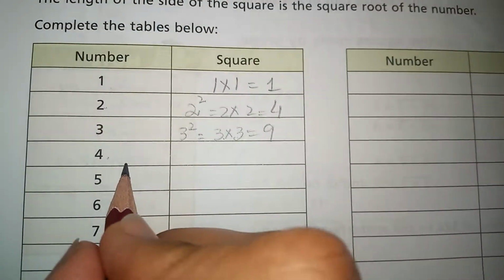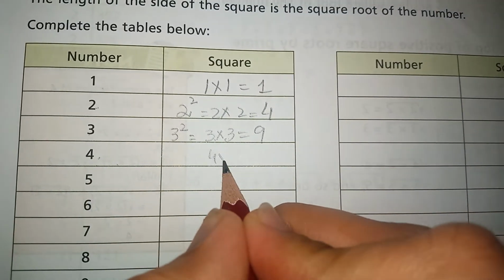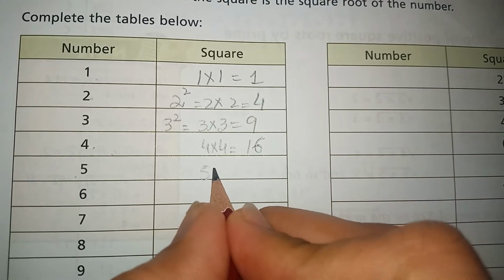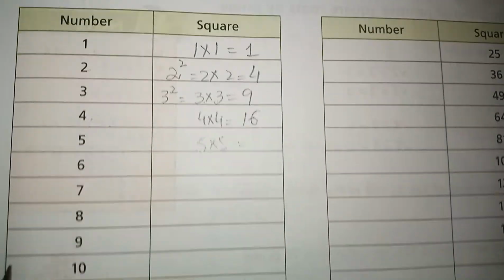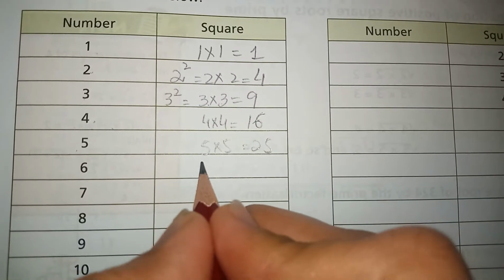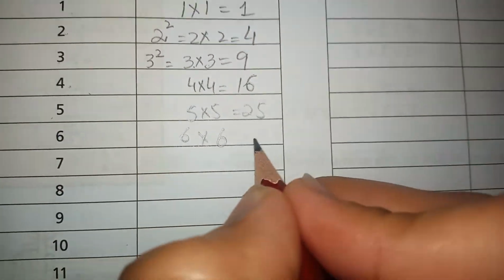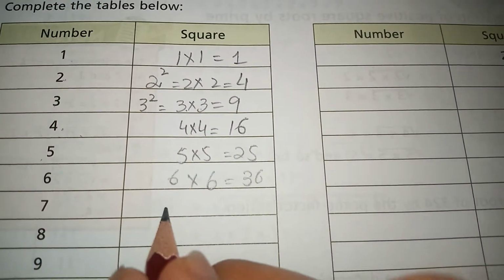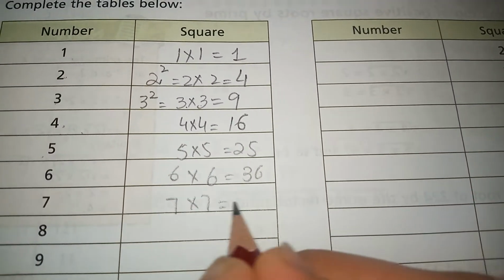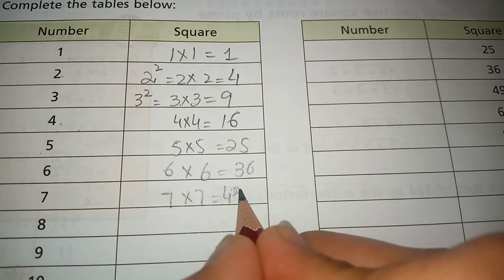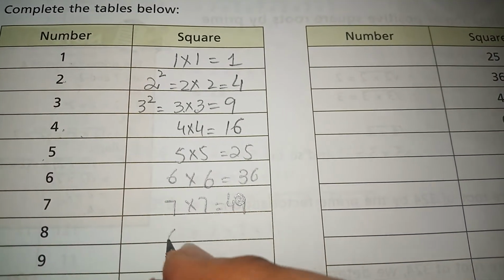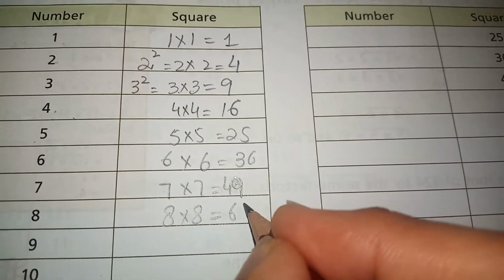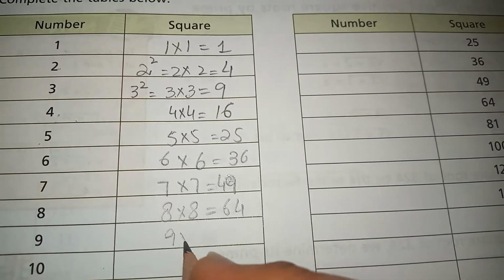So what's the square of 4? The square of 4 is 4 4s are 16. What's the square of 5? That is 5 5s are 25. What's the square of 6? 6 6s are 36. What's the square of 7? 7 7s are 49. What's the square of 8? 8 8s are 64.